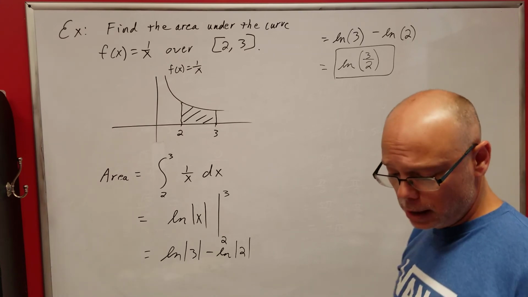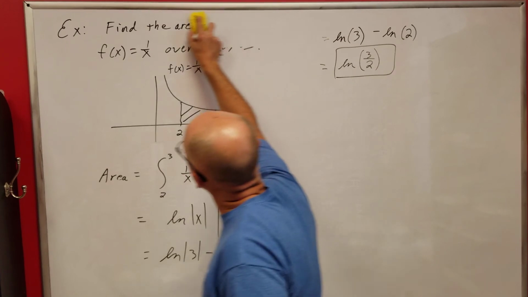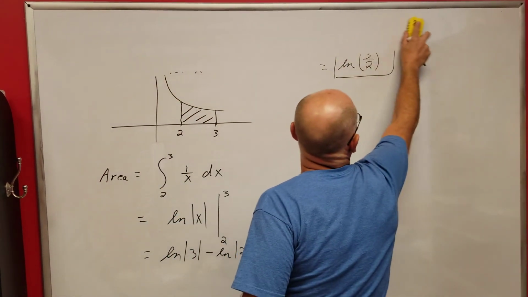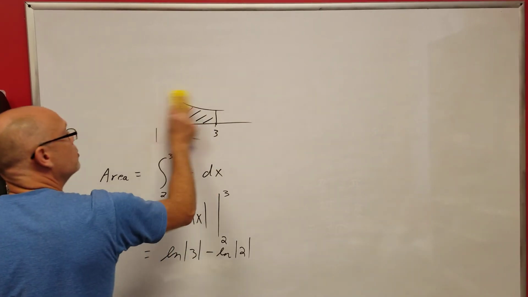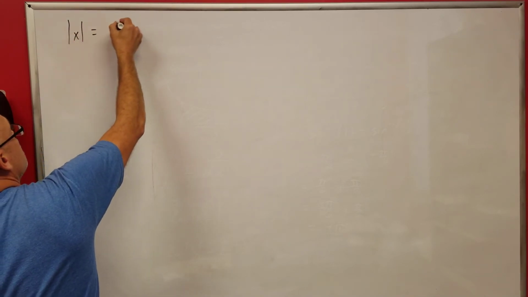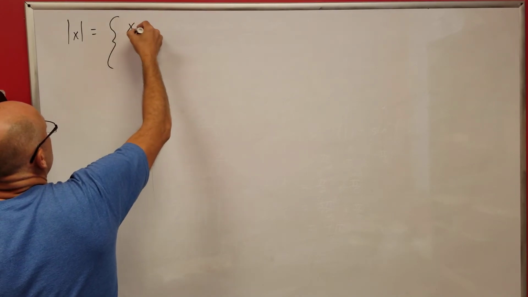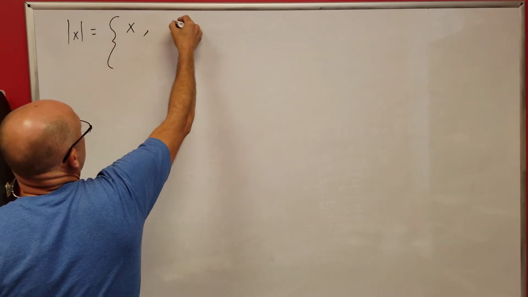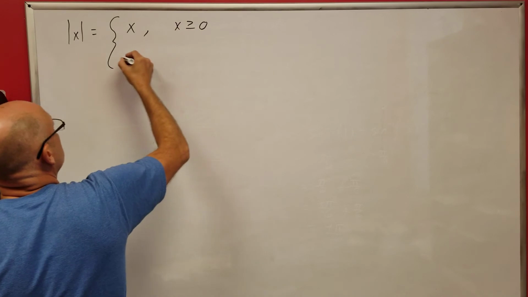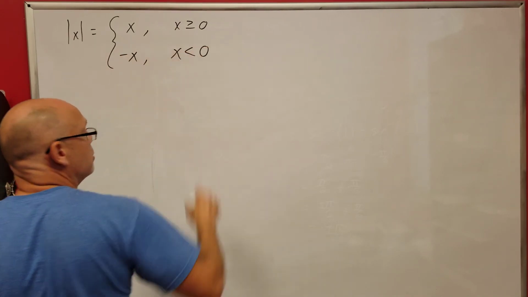Now what I want to look at is absolute value. Let's go back to absolute value. We looked at some absolute value at the beginning of the semester when we were taking limits, okay? And what did we say at the beginning of the semester? We said the absolute value of x could be written as a piecewise defined function. It could be written as x if x is greater than or equal to 0, and it can be written as the opposite of x if x is less than 0, right?